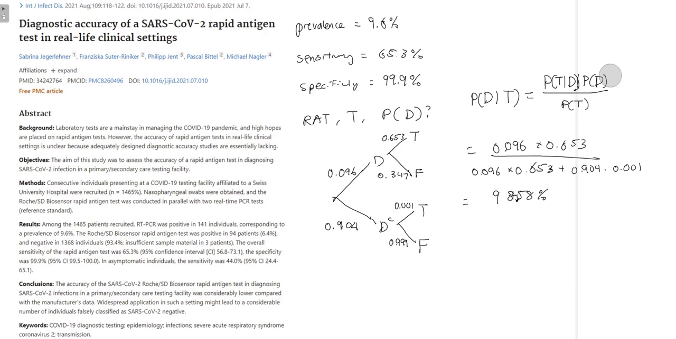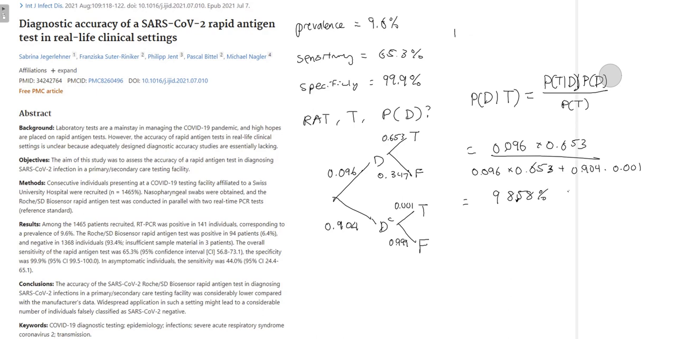So if I do get a positive with this test, then there is a 98%, almost 99% chance that I actually have the disease. So that's pretty good. I mean, it's not good if I get a positive, but that's pretty accurate.